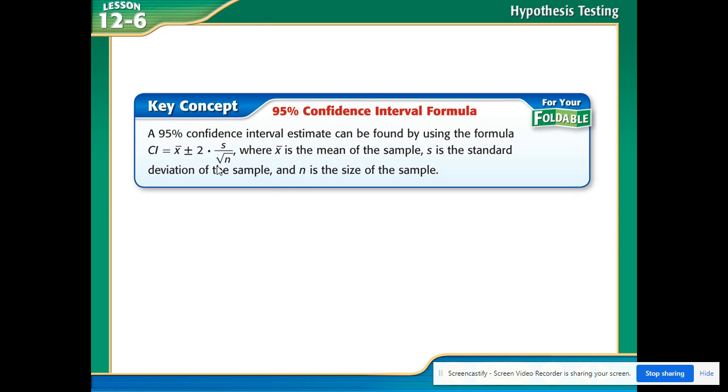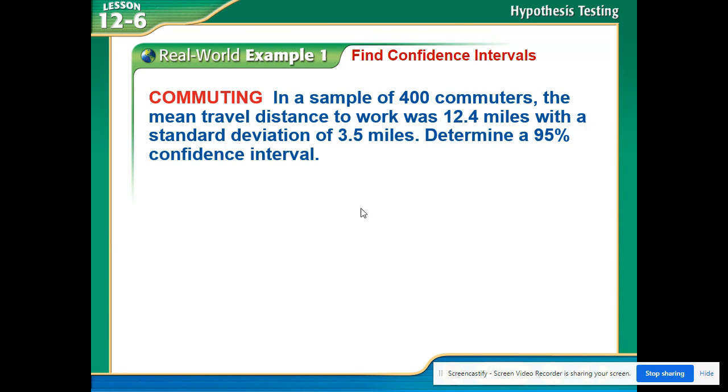So let's just show you how this works with the different numbers, and then we're going to set up a tentative test to show you how this would work. So just to find the confidence intervals, say we have 400 commuters, and the mean, so x bar, is 12.4 with a standard deviation s of 3.5. Determine the 95% confidence interval.